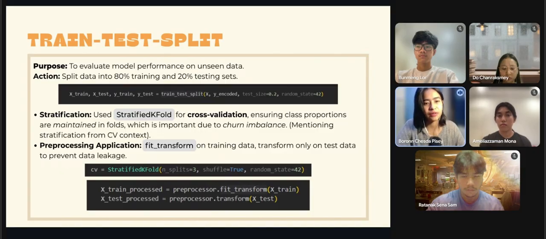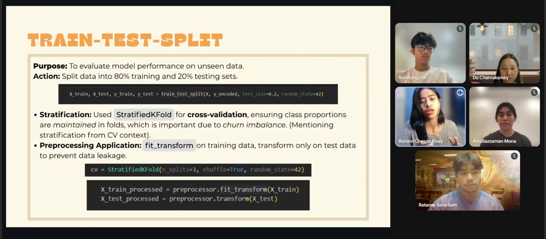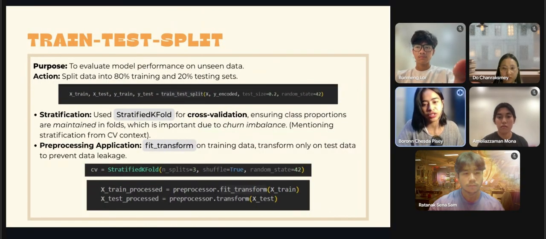After the preprocessing step, we did the train test split using the data that we preprocessed. The purpose is to evaluate model performance on unseen data, and the action we use in this step is to split the data into 80% training and 20% testing, and we use stratified k-fold for cross-validation, ensuring class proportions are maintained in each fold, which is important due to churn imbalance. Finally, we use fit transform on training data, and then transform only on test data to prevent data leakage.